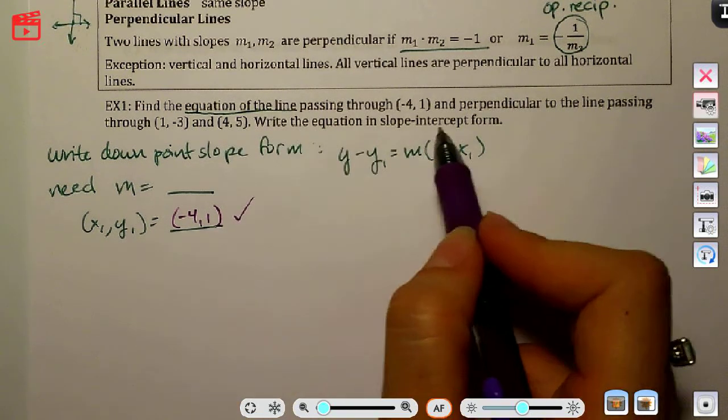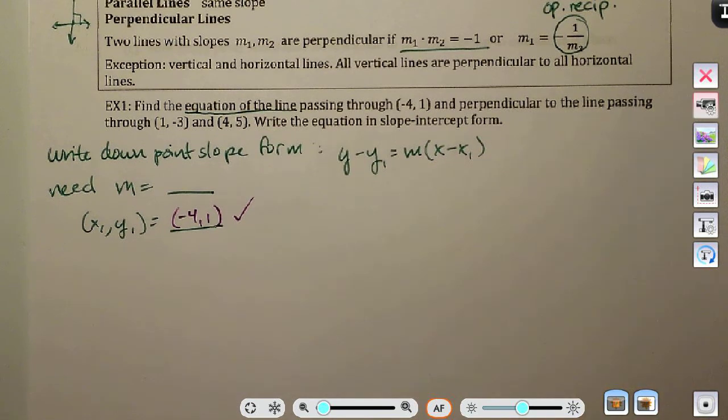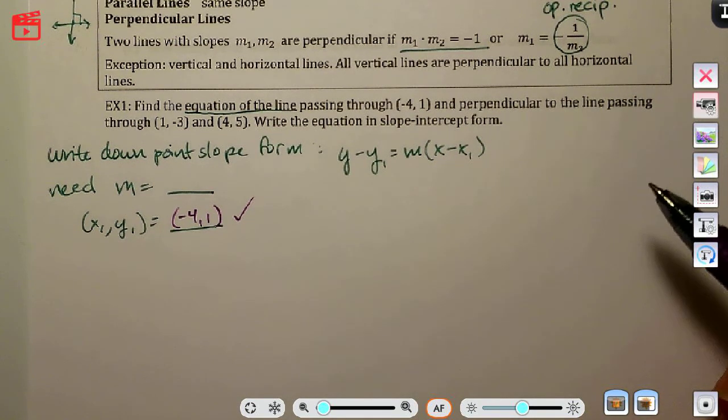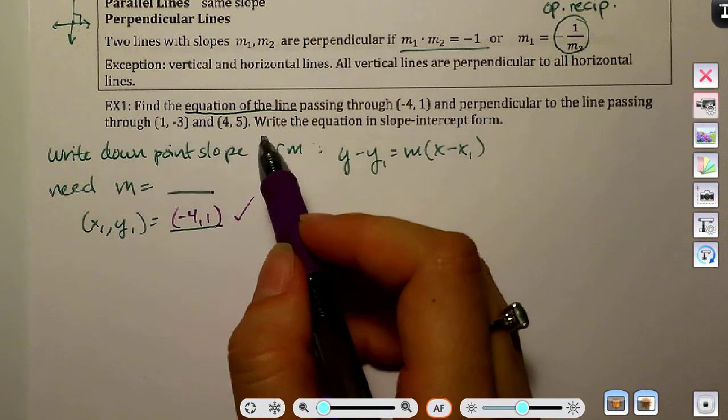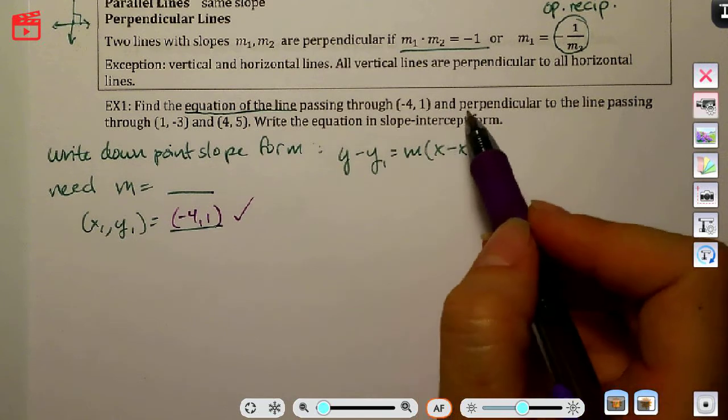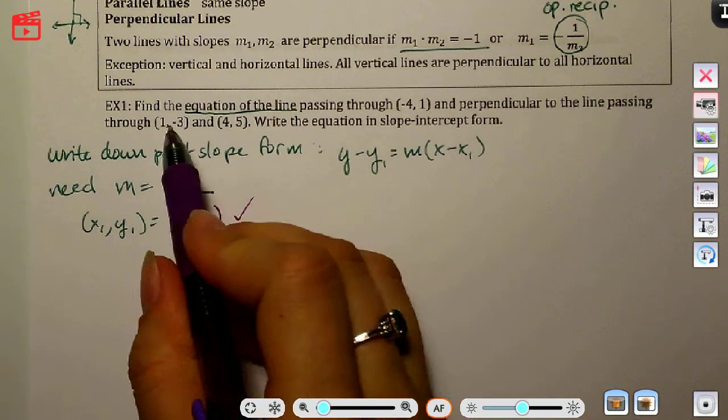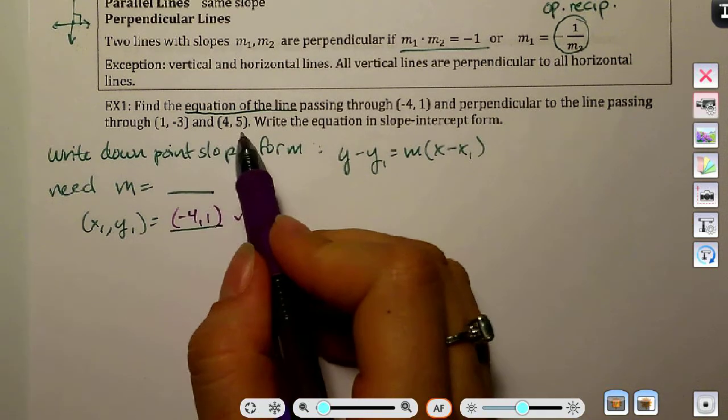Write the equation in slope-intercept form. So they don't actually give me a slope. It's not fair. But remember, they will always give you a way to find slope. Okay, so I'm going to use this leftover piece of information to find my slope. Well, it says that my line is perpendicular to the line that passes through these 2 points.